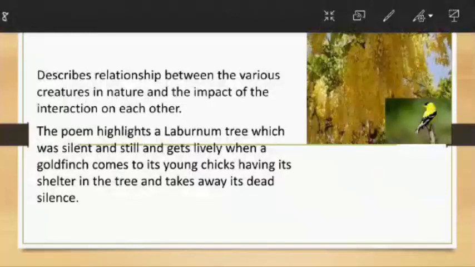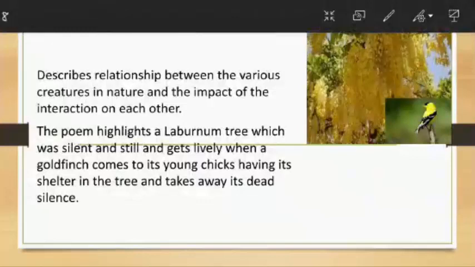You can see this small little bird over there in the image. So this small little yellow colored bird is called a goldfinch, right? Before the arrival of this bird, the tree was very silent. But when this bird arrived and perched on the branch of the tree, suddenly the tree got lively.